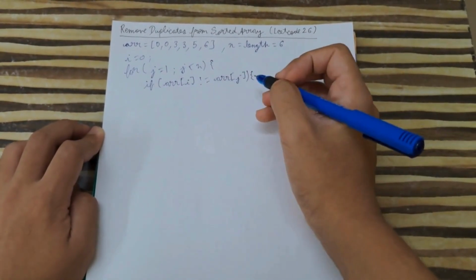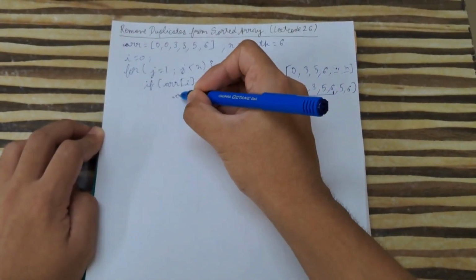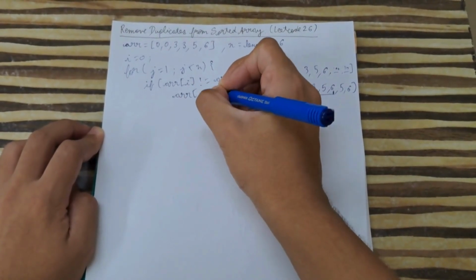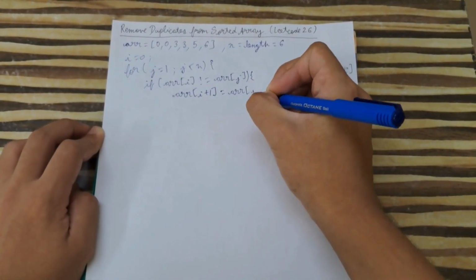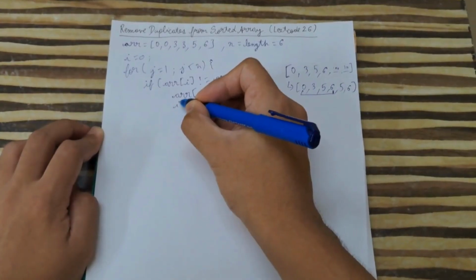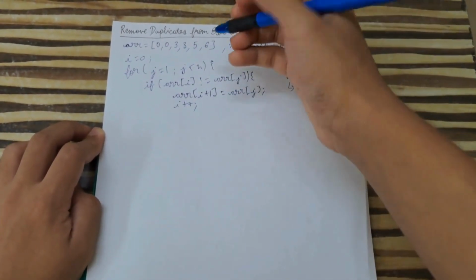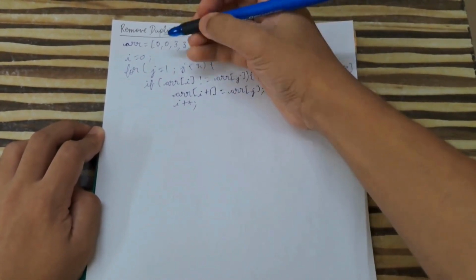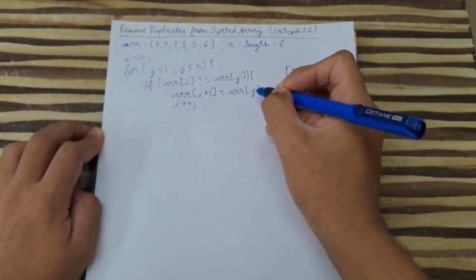So if array[i] and array[j] are not equal, then what we have to do is array element i plus 1 should be set to array element j, and in the end just increment i. So what we have done here is that, like for the first iteration, i equals 0. So here we have set array[i plus 1] equals to array[j].